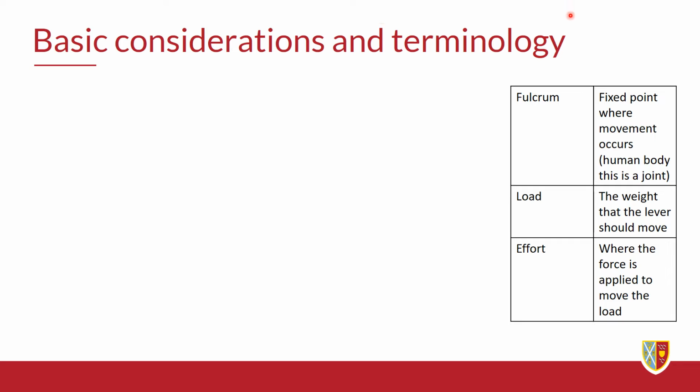So a few pieces of basic terminology we need to go through first. When we're looking at a lever, there's obviously the lever as a whole, but it's made up of three components. The first point is the fulcrum, and this is the fixed point where the movement occurs. In the human body, this is traditionally going to be a joint, such as the knee or the shoulder. The load is the weight that the lever should move. It might just be body weight, or if we're throwing something, it could be the ball, a racket if we're swinging it, a club if it's golf, or a football if we're kicking it. So the load is the weight that needs to be moved.